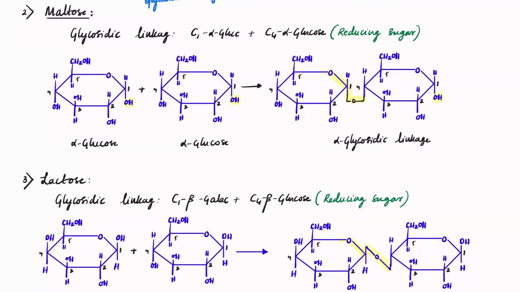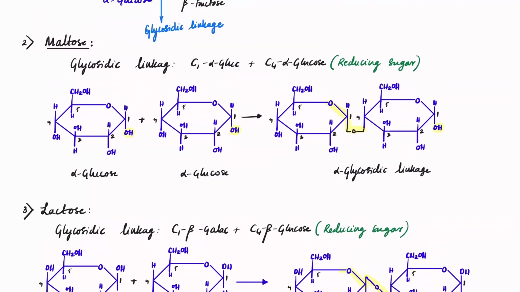Let's talk about the next sugar, which is maltose. Maltose is basically a glycosidic linkage between carbon 1 of alpha glucose and carbon 4 of again alpha glucose. So we need to take two alpha glucose here. This is the Haworth projection for alpha glucose and this is the Haworth projection for alpha glucose. All I need to do is make a connection between 1 and 4 carbon. You can see 1 and 4 carbon.